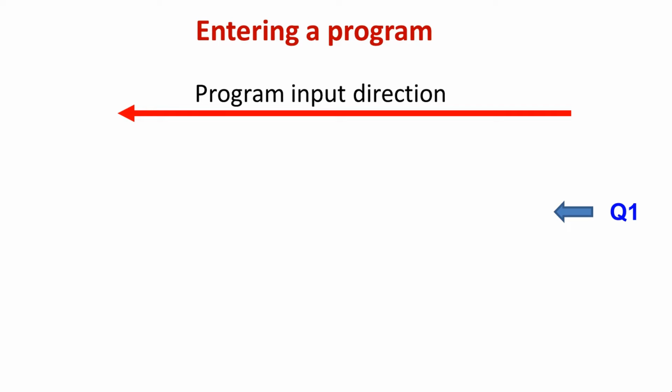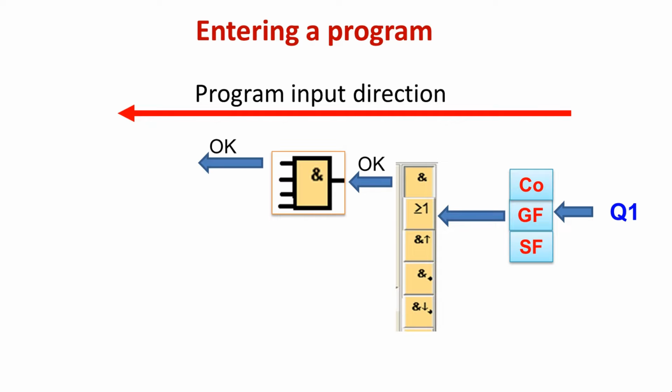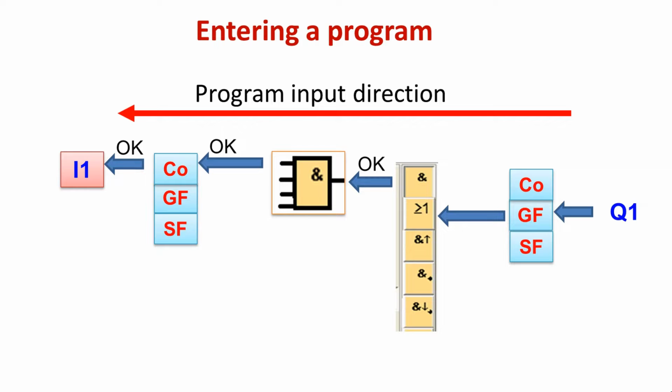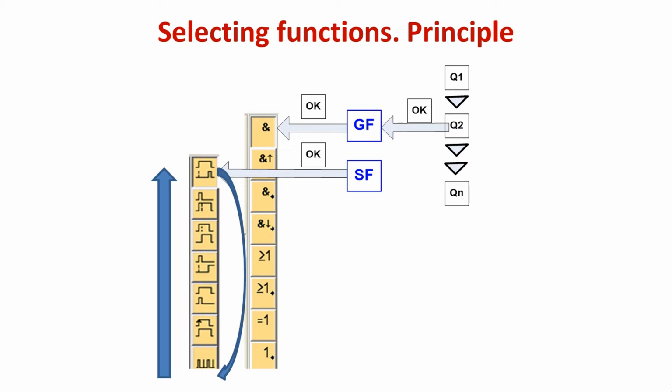The program is entered from right to left, starting from the output element, for example Q1 or Q2, or a flag. Program elements are selected via program blocks. The principle of selecting a new function is a circular search up or down.